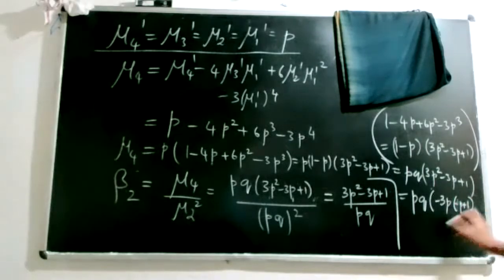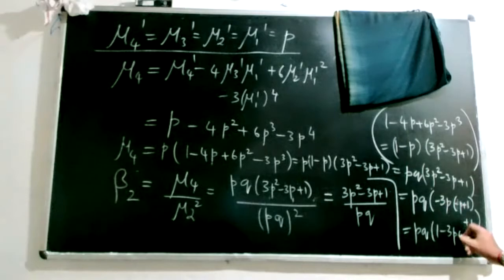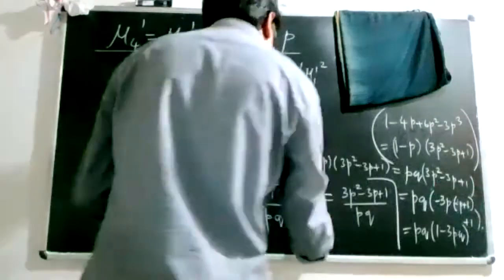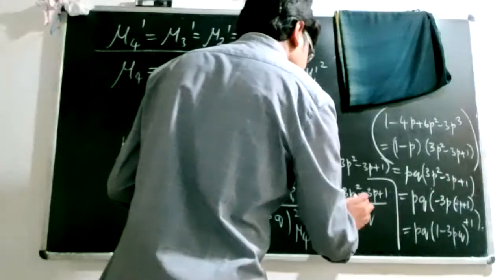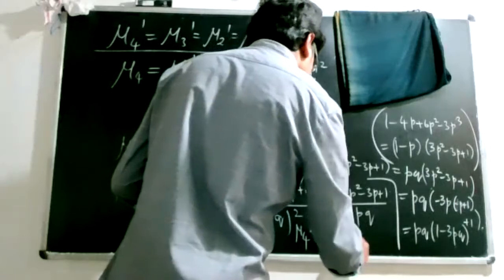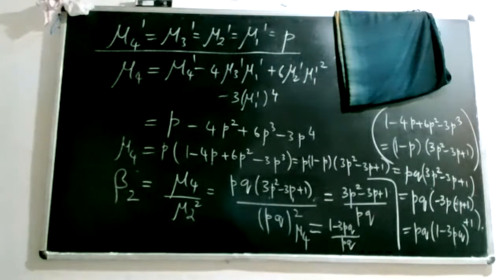So this 1 minus P can be written as Q. So you can write this as 1 minus 3PQ. Fine. So that is our mu4. So if I use that, I can have the value of beta 2 as 1 minus 3PQ divided by PQ. So this is the simplified form of beta 2.